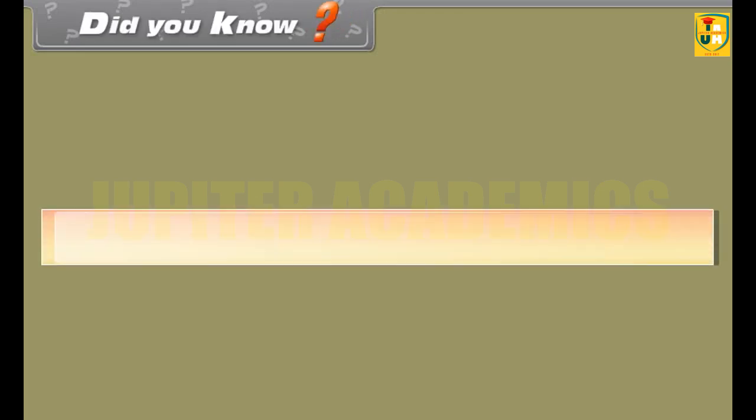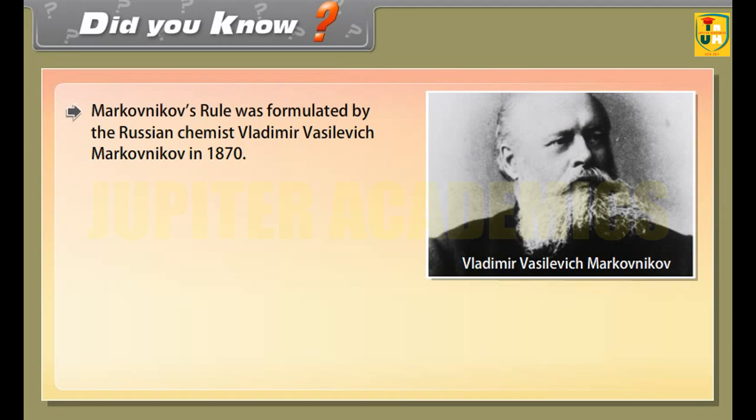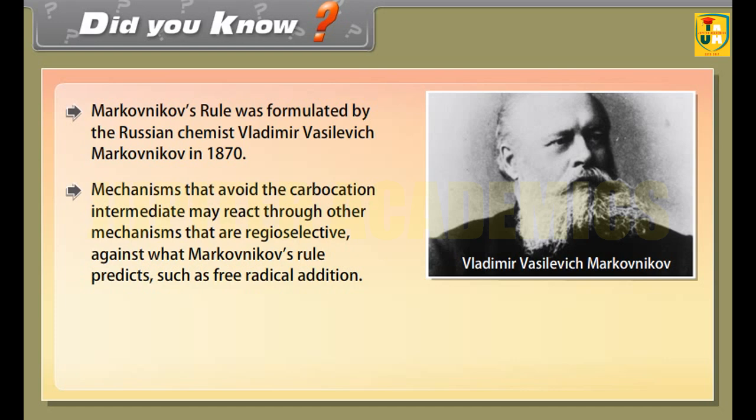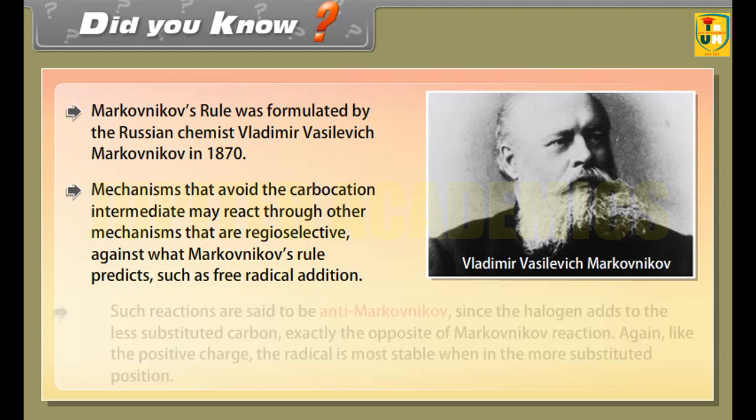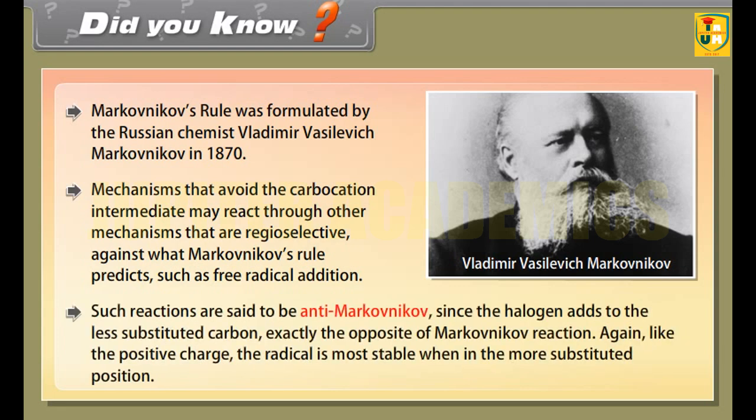Did you know? Markovnikov's rule was formulated by the Russian chemist Vladimir Vasilievich Markovnikov in 1870. Mechanisms that avoid the carbocation intermediate may react through other mechanisms that are regioselective against what Markovnikov's rule predicts, such as free radical addition. Such reactions are said to be anti-Markovnikov, since the halogen adds to the less substituted carbon, exactly the opposite of the Markovnikov reaction. Again, like the positive charge, the radical is most stable when in the more substituted position.